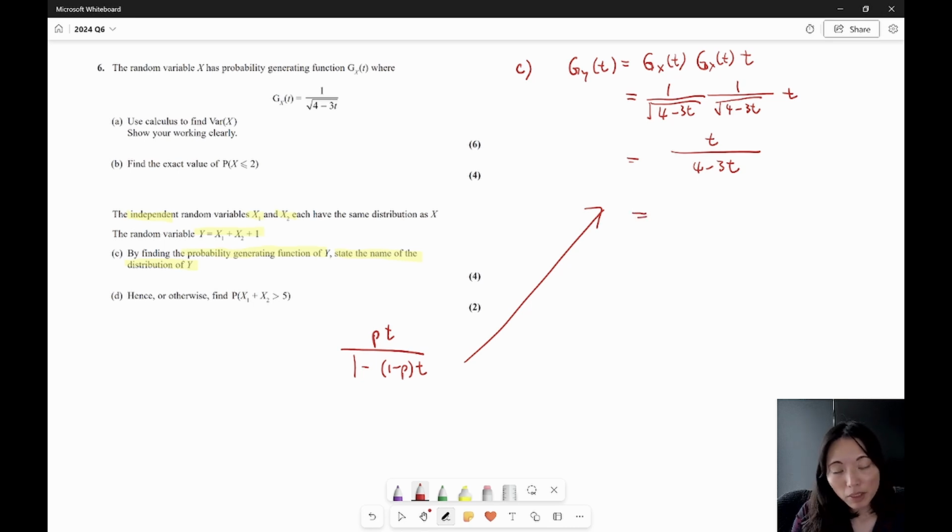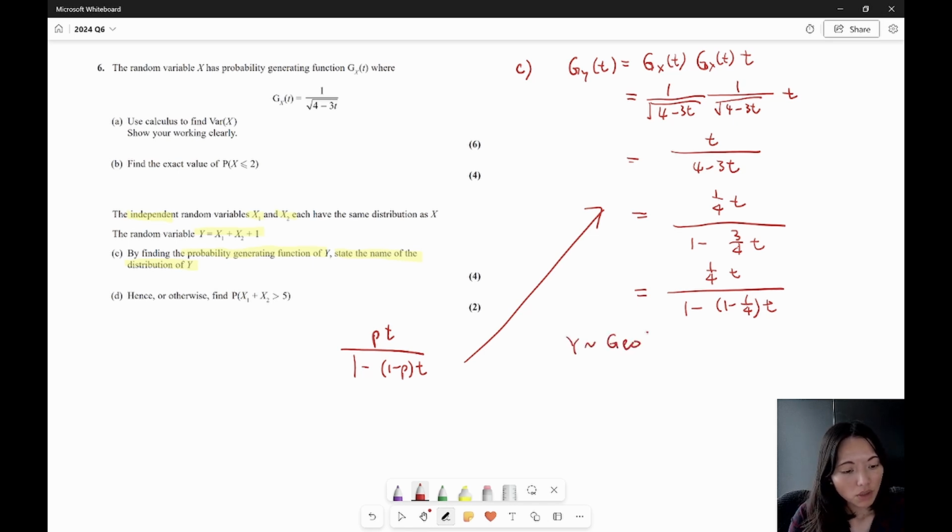Maybe yes. We divide top and bottom by 4 so that this constant term is 1. That becomes 3 over 4. And 3 over 4 is conveniently 1 minus 1 over 4. So conveniently, we can say that y follows a geometric distribution with parameter 1 over 4. That's the name. If you want to write that out in full, that's geometric distribution. Okay.